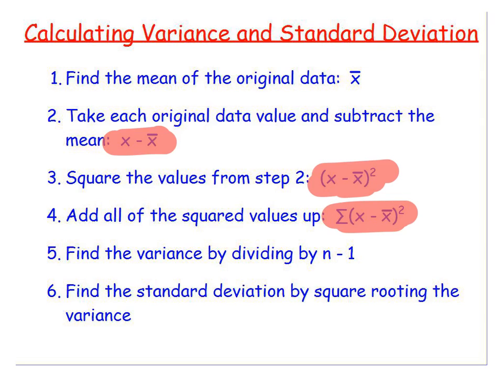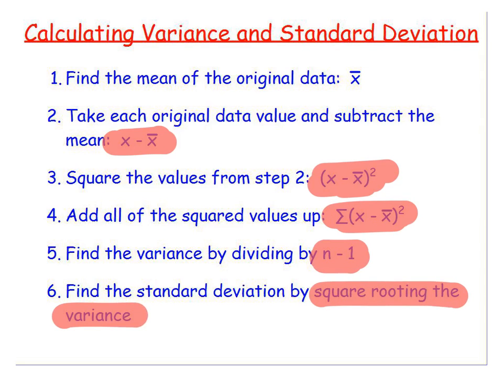Then, the next step is to find the variance. So once you've added them all up, to find the variance, you divide by n minus 1. And then finally, to find the standard deviation, you simply square root the variance. So now we're going to put these steps to work with some examples.